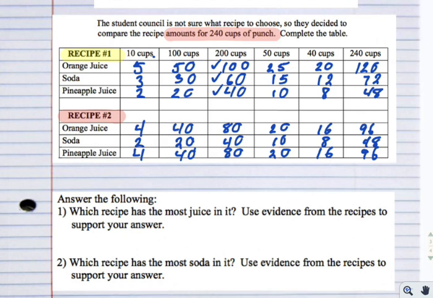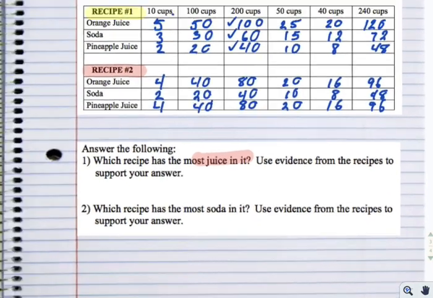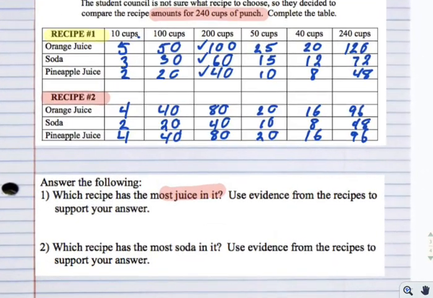As long as I'm organized with my information, this problem should be fairly straightforward. So we're going to answer the 2 questions below. Which recipe has the most juice in it? Remember, the recipes are made up of juice and soda. So I want to use evidence from the recipe to support my answer. I'm going to work with the small numbers. So I'm going to look at the 10 cup recipe.